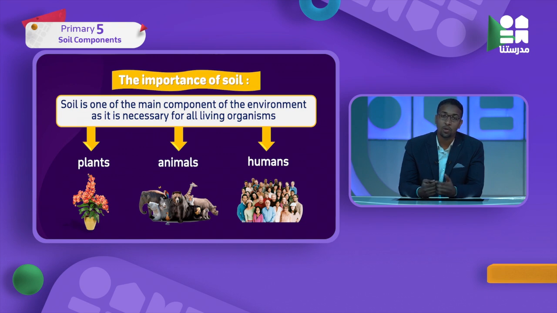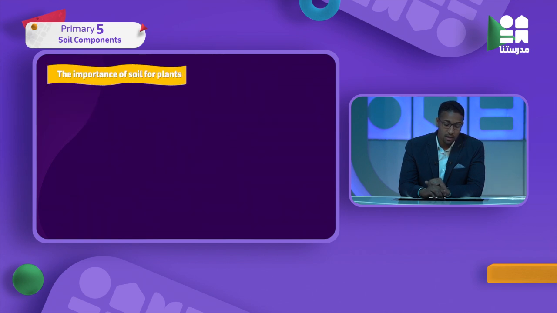Why? Because we depend on plants in feeding. Also we depend on animals that previously fed on plants, so we depend on soil. So soil is important for us as humans. So let's see the first: the importance of soil for plants.